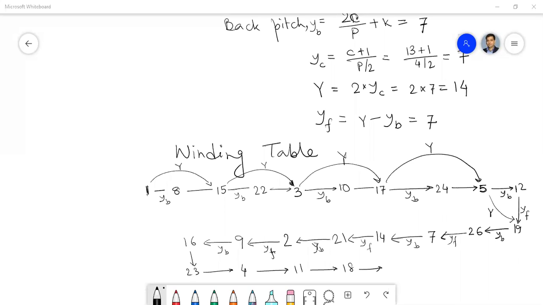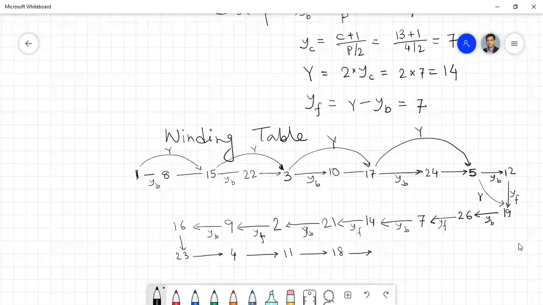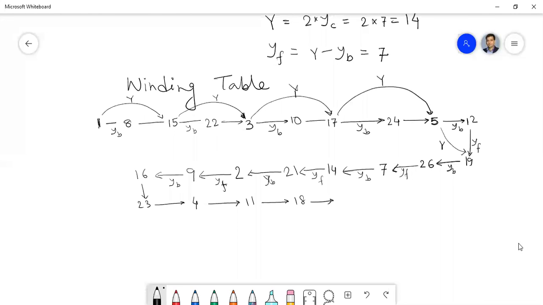18 plus 7. I have some problem in my audio. So 18 plus 7, how much? 25. 25 is there.